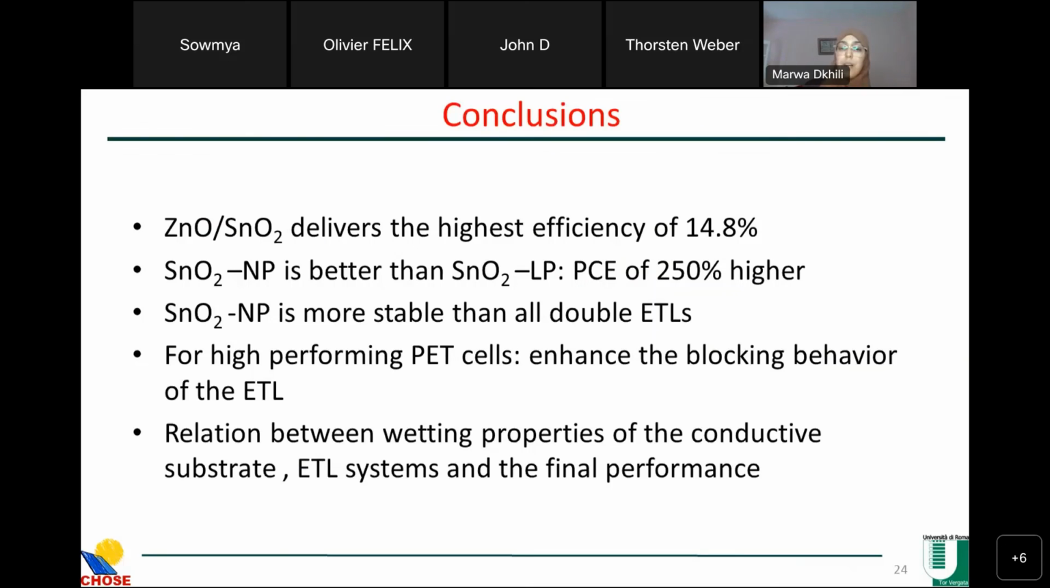In the second part, the property of a good electron transport layer for flexible devices, we should ensure there is an enhancement in the blocking behavior of the ETL. And in the third part, the differences between PET cells and glass cells. There is a relation between the wetting property of the conductive substrate, the ETL system, so the interfaces between the ETL and the perovskite film, and the final performance.